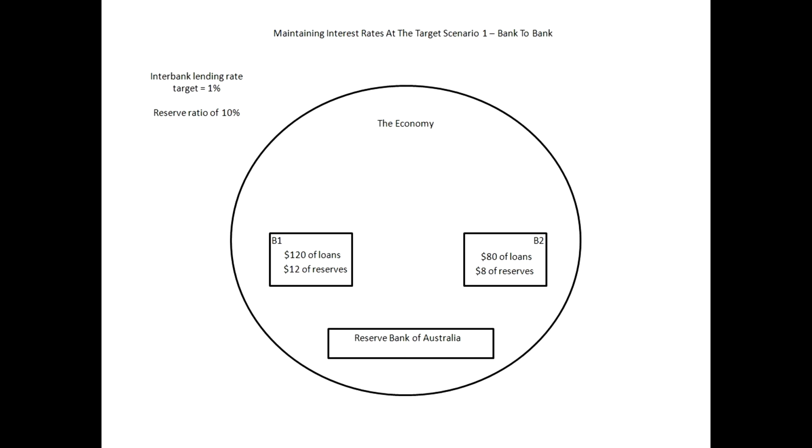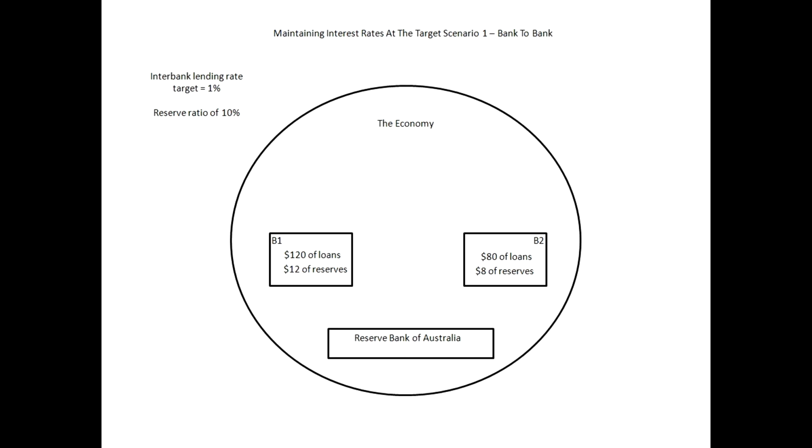We've got the interbank lending rate, which is the target interest rate that they talk about. We'll just make that 1%, doesn't really matter what it is. And then below that, we've got a reserve ratio that we'll aim for of 10%. So then we've got a circle representing the economy. Inside the economy, we've got Bank 1 and Bank 2. On the left-hand side, there's Bank 1.